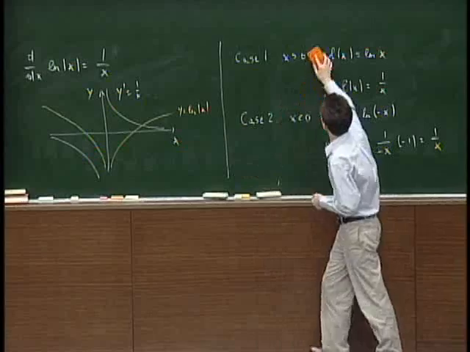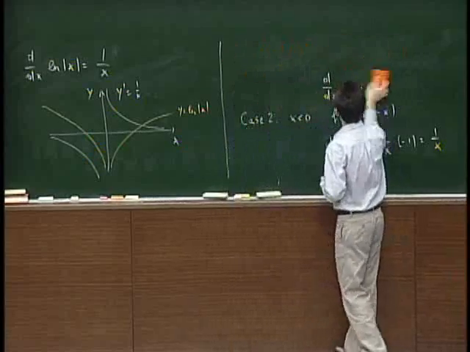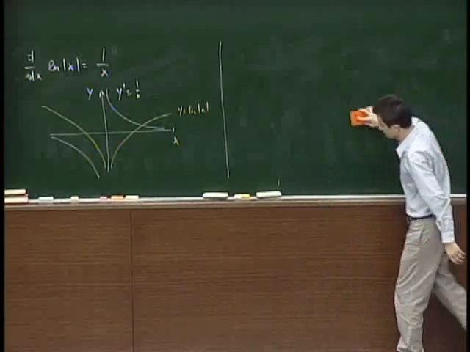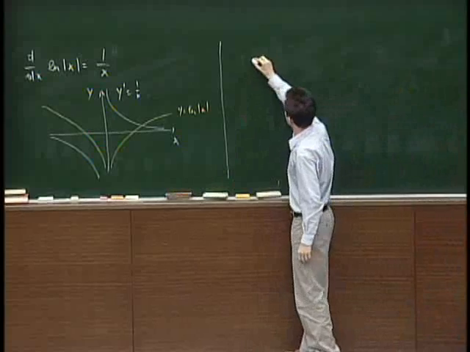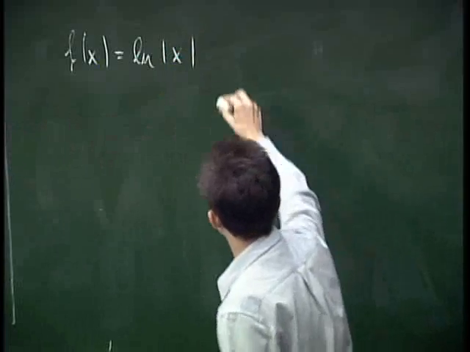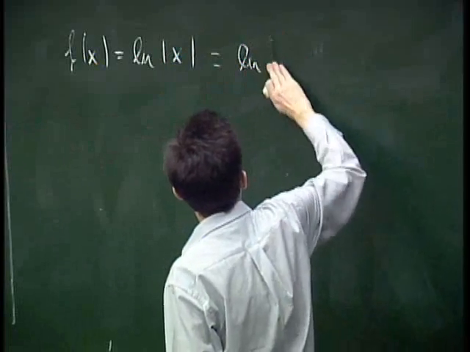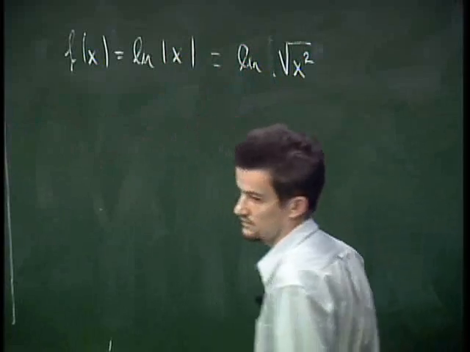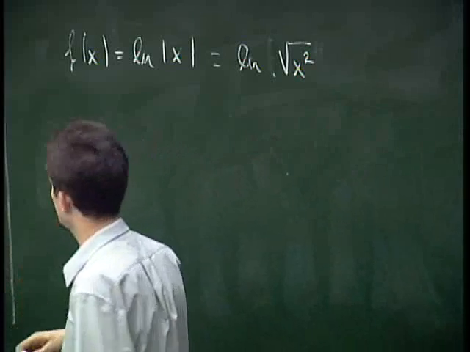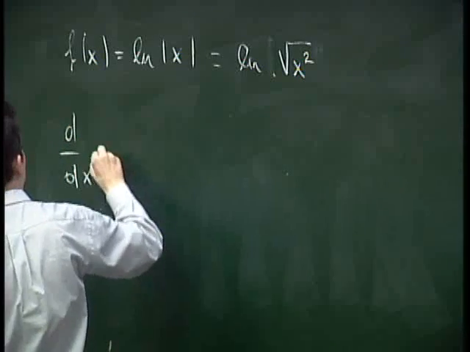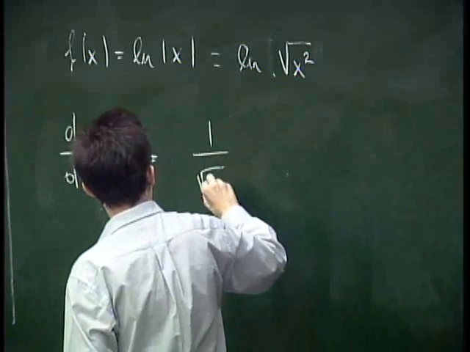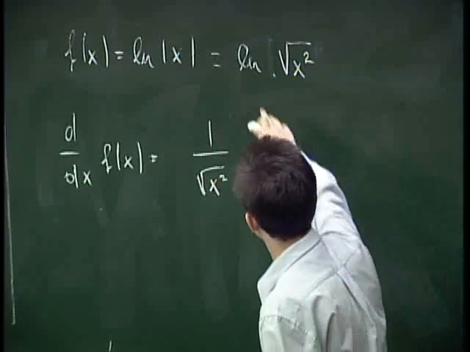Actually, it would be possible to get the derivative without dividing into two cases. Namely, you could write the original function as ln of the square root of x squared, which is the same. Now you just use the chain rule, and you don't have to divide into those two cases. So the derivative is 1 over the square root of x squared. This is the outermost function.